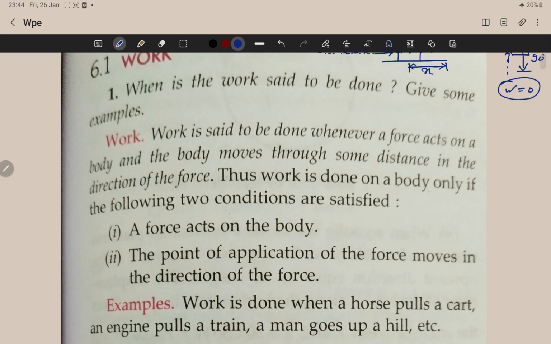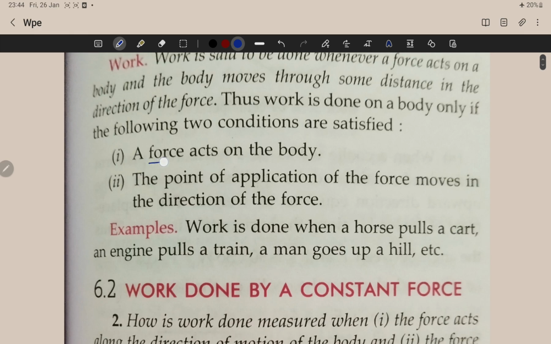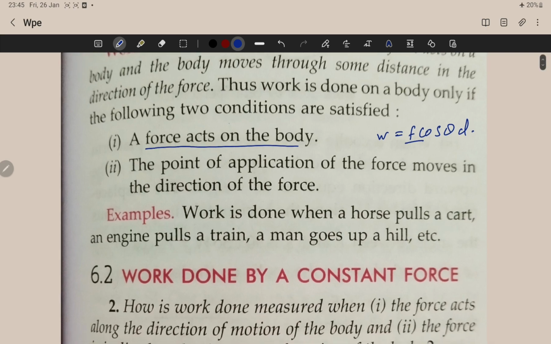So work is done on a body only if the following two conditions are satisfied. First, a force acts on a body. The force is needed, because we know the formula of work done: work done is equal to F cos theta times d. Without force, there is no work done. The second condition is that the point of application of the force moves in the direction of the force.